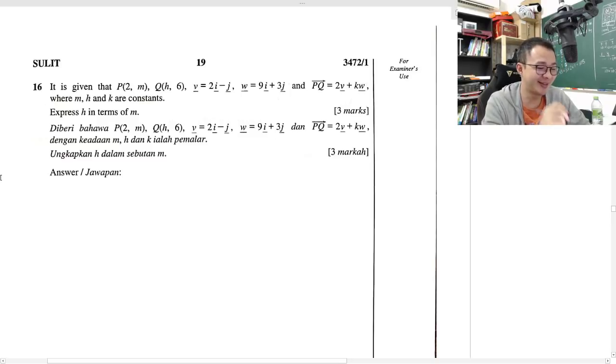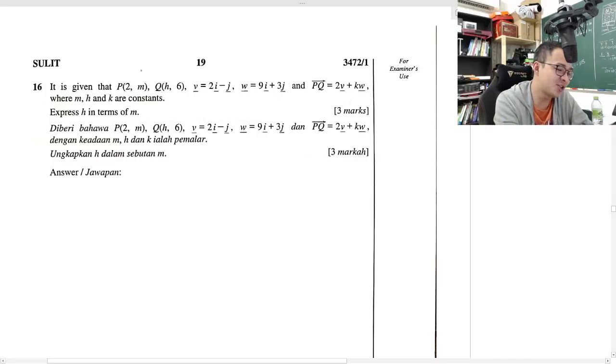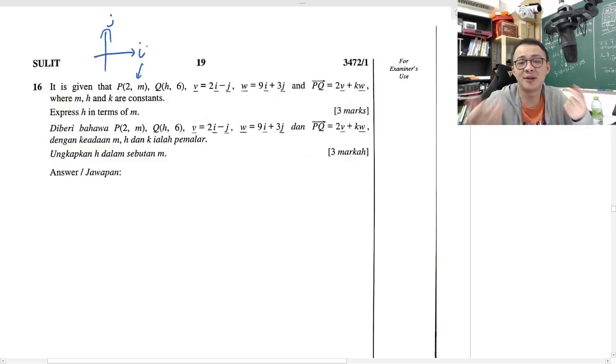Okay, this question is a little bit tricky. They ask me to express h in terms of m, so I need to make a connection. What I'm doing here is I assume all these coordinates are in the i and j axis. Alright, so then only I can join them together.